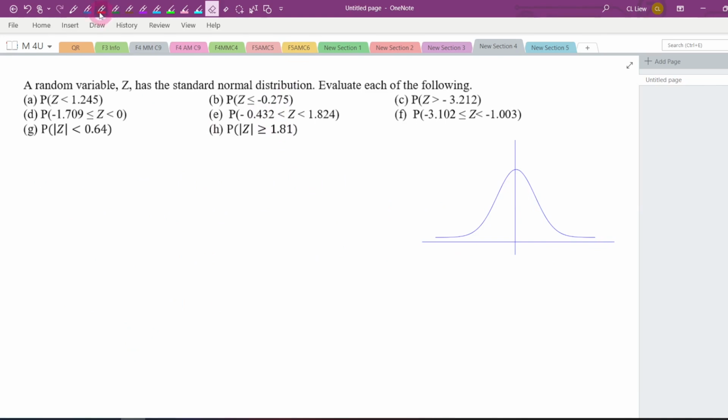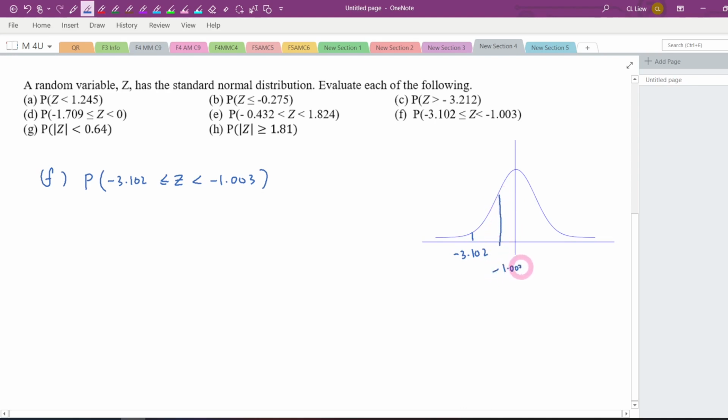Now look at F. We want to find the probability for the Z value greater than or equal to negative 3.102 and less than negative 1.003. Okay, both numbers here are negative. Negative 3.102 and negative 1.003.